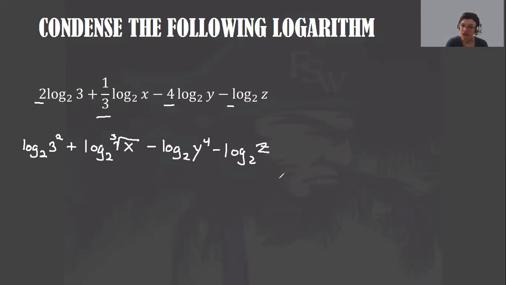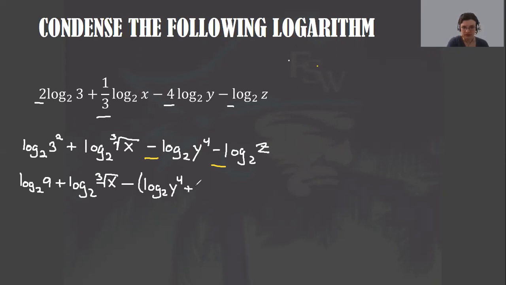From here, I noticed that our two end terms here have a negative in common. So I'm going to factor that negative out. Rewriting, we have log base 2 of 3 squared. It's fine for me to just write it as a 9. And now I'm going to take that common negative out, leaving log base 2 of y to the 4th plus log base 2 of z.